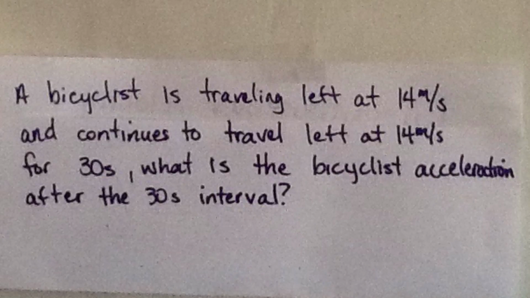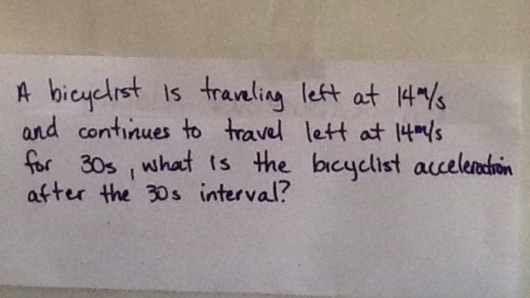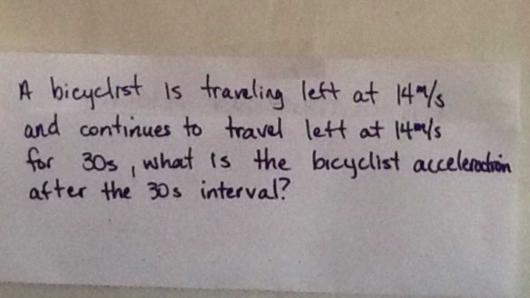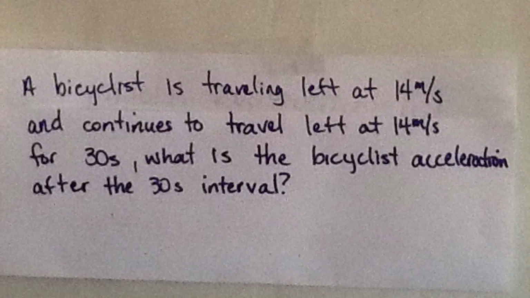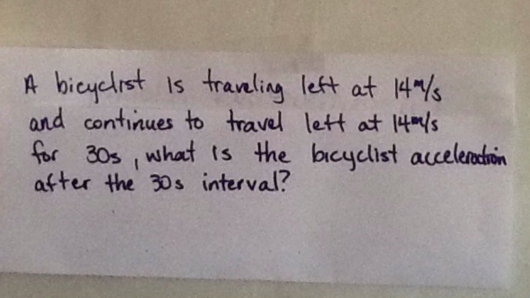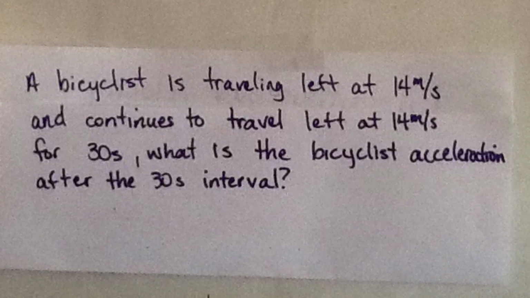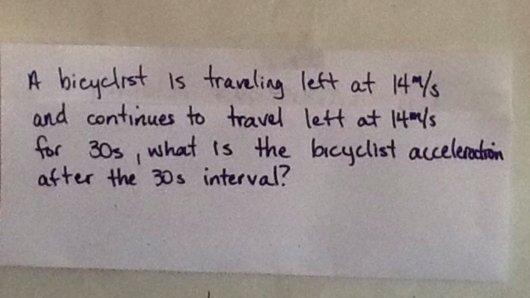So this bicyclist, as before, is traveling left at 14 meters per second and continues to travel left at 14 meters per second for 30 seconds. What is the bicyclist's acceleration after the 30-second interval?